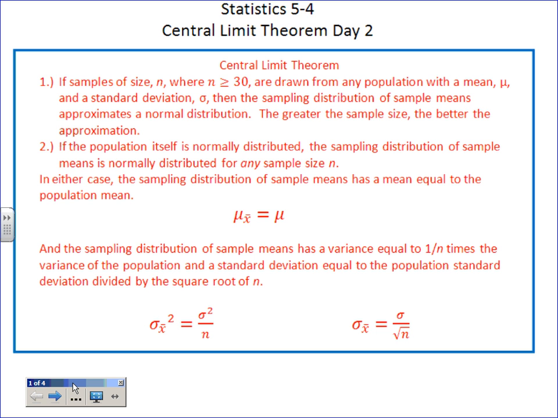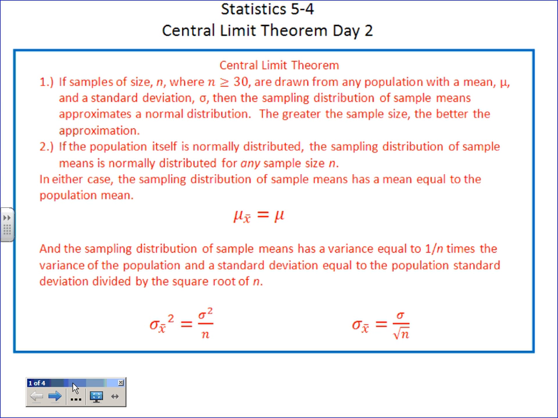So if you take some samples of size n, and we would like n to be greater than or equal to 30, if they're drawn from any population with a mean mu and standard deviation sigma, then the sampling distribution of sample means, that's huge, approximates a normal distribution. The greater the sample size, the better the approximation. That's if it's any population.